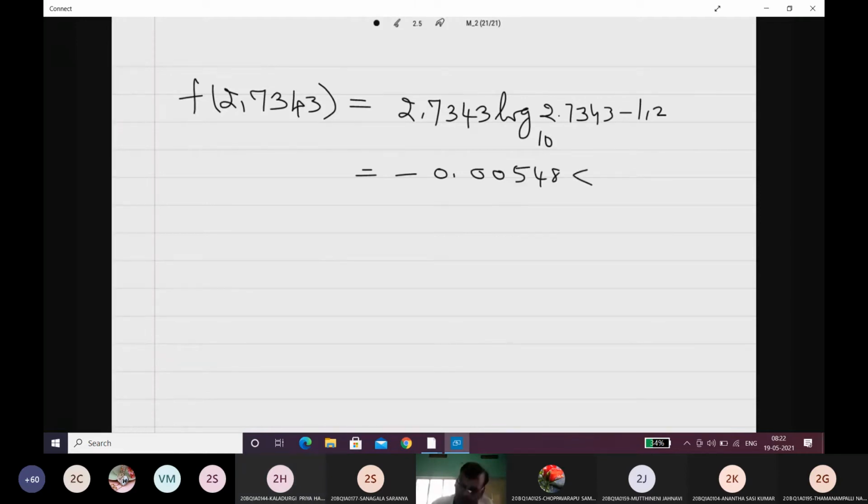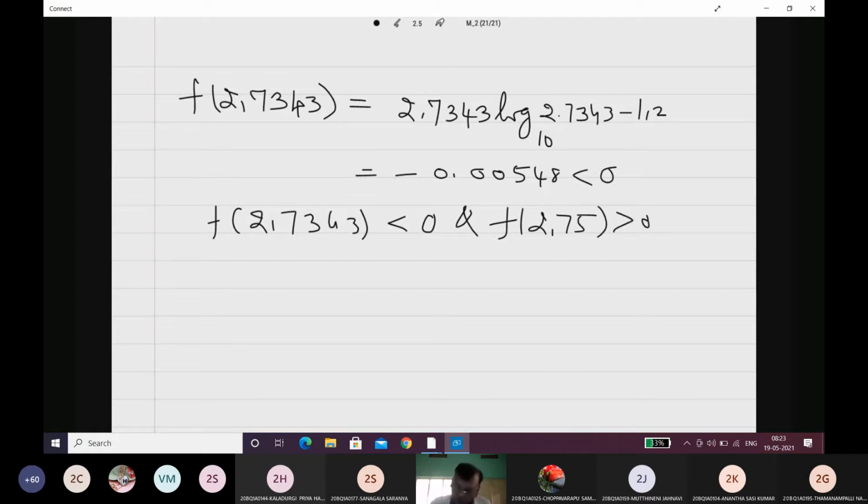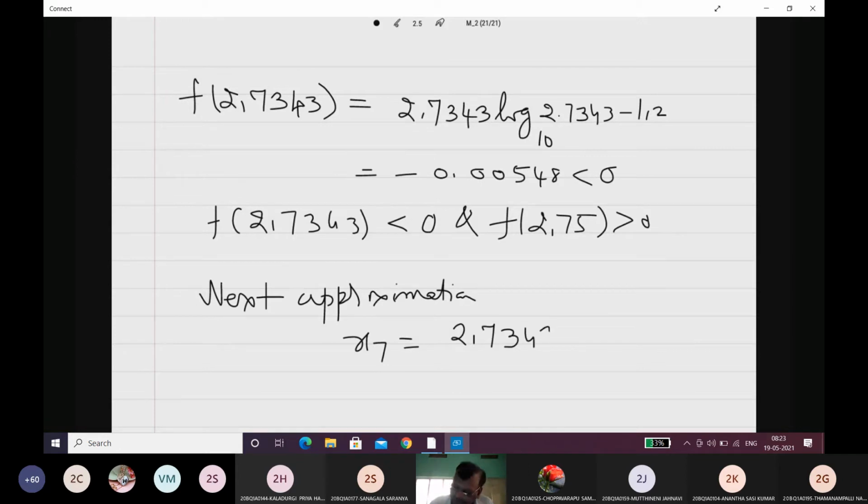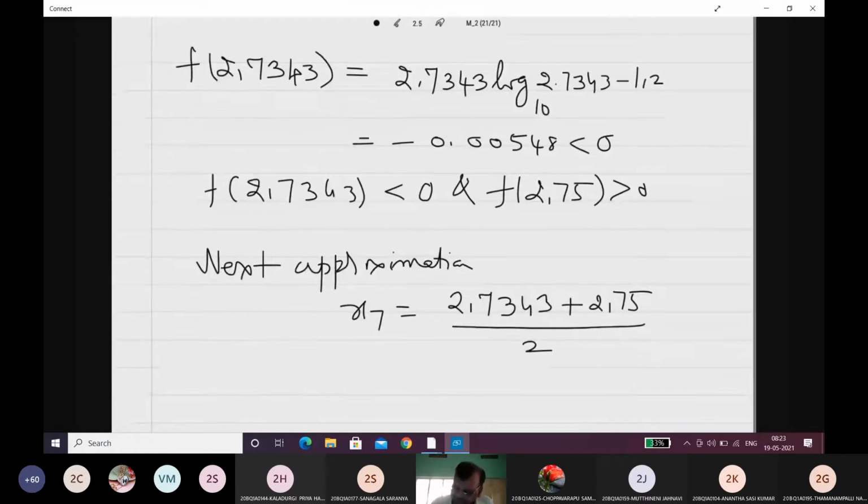548, which is less than 0. Less than 0 means we move to the next value. Therefore f of 2.7343 is less than 0 and f of 2.75 is greater than 0. Now the next approximation: since we were told 6 stages, we can stop here. We have applied it 6 times. Therefore x7 is equal to 2.7343 plus 2.75 by 2. What is this value?